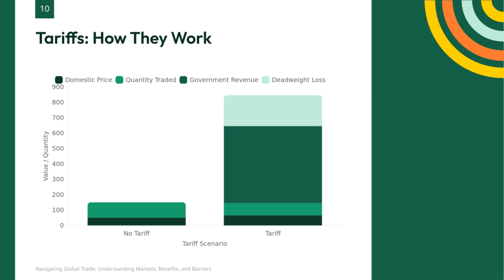The government collects revenue from the tariff amounting to 500, providing a source of income. However, this comes at a cost to overall efficiency, represented by the deadweight loss of 200, which indicates lost welfare in the market. This chart clearly illustrates the trade-offs involved in imposing tariffs: higher prices and government revenue, but lower trade volume and economic efficiency.